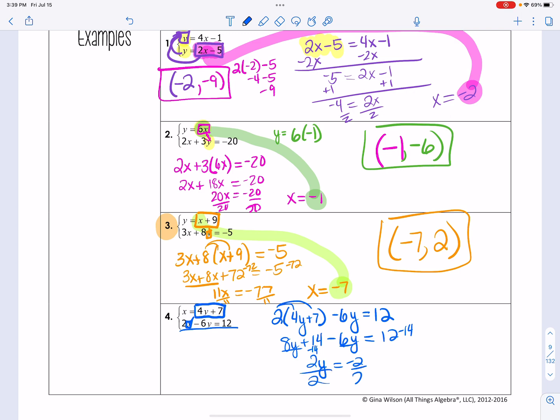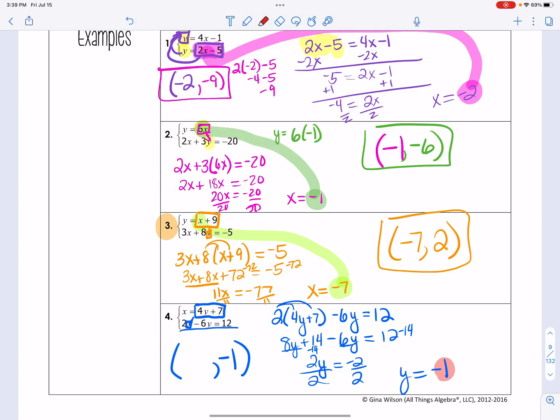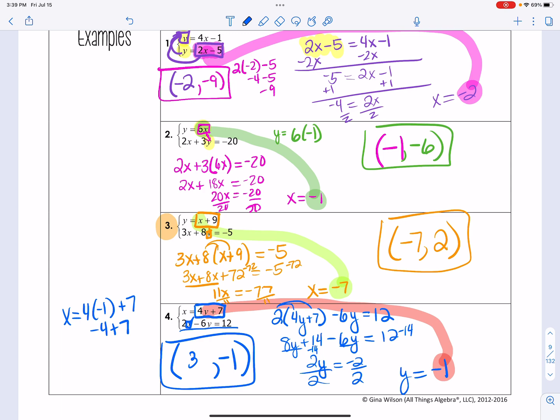Divide by 2, and now this is where this gets tricky. You get y equals a negative 1. So when I write my parentheses, y is a negative 1. That's your second number. That's not your first number. So now I'm going to take this negative 1, and I'm going to plug it back in for y. So I would have x equals 4 times a negative 1 plus 7. So negative 4 plus 7 is 3. So my answer is 3, negative 1.